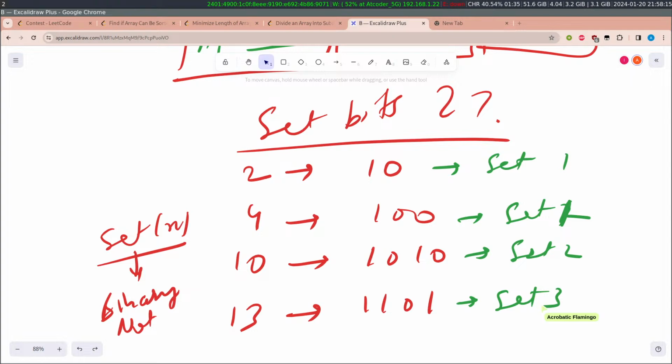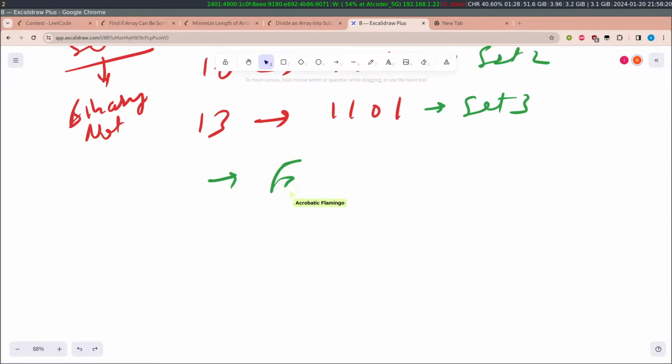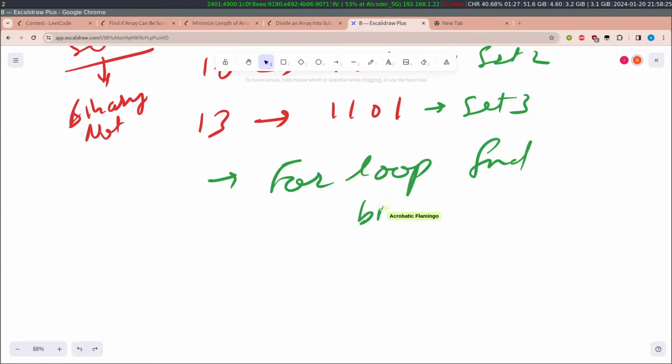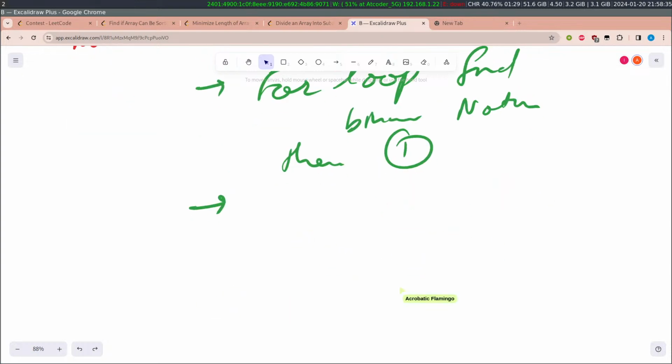There are many ways to do it. One is you can run a for loop, find the binary notation, then count ones. The other is you can use some built-in functions. In C++, there is a built-in count.